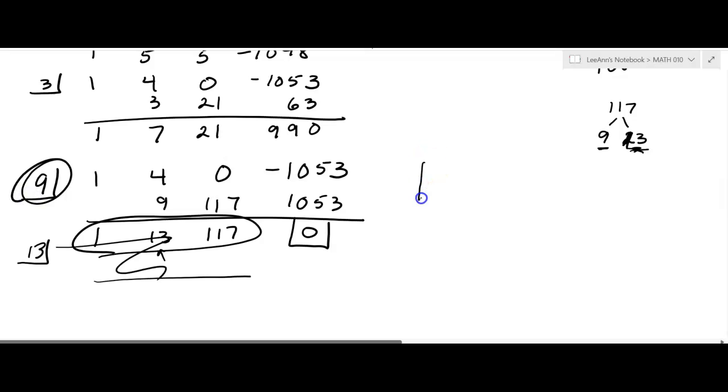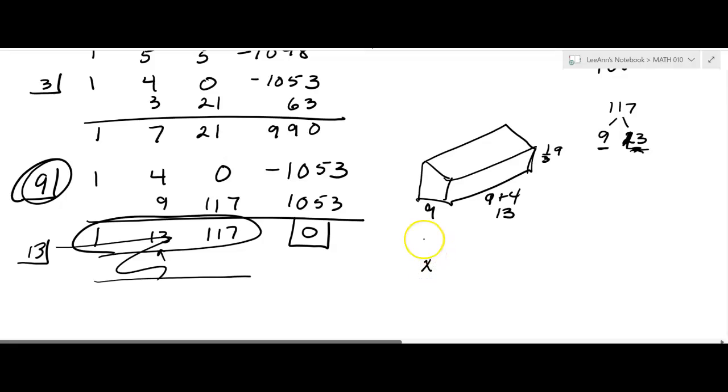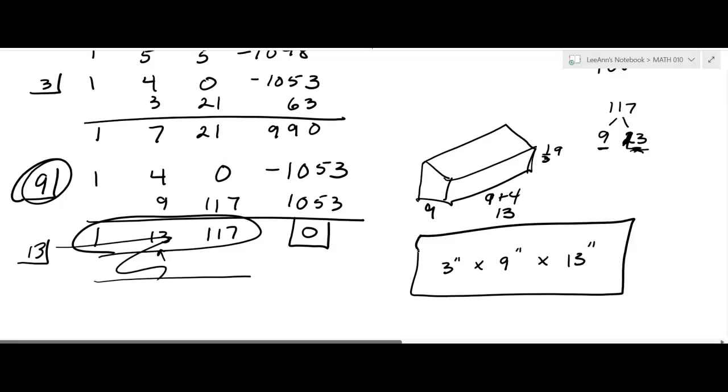So what does it mean? Well, it means my cake here has a width of 9, and then this was going to be 9 plus 4, or 13 for the length, and then 1/3 of 9 is going to be the height. So I'm going to get dimensions. It's going to be 3 inches by 9 inches by 13 inches. Those would be the dimensions of the cake. Okay? Maybe 13 did go in. Anyway, there you go.